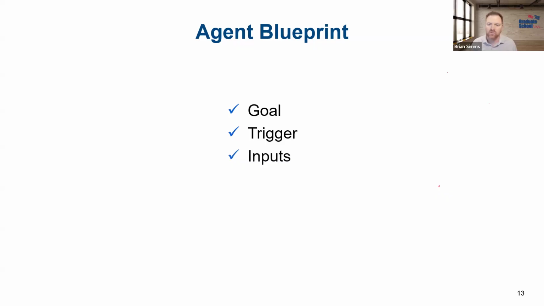There, of course, has to be some sort of inputs. So, what information does the agent need to do the job? Where's the information that it has? Where is it coming from? Is it reliable? There needs to be some sort of input happening with your agent. It has to have some sort of action to do.